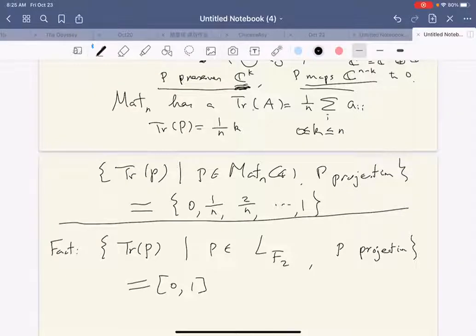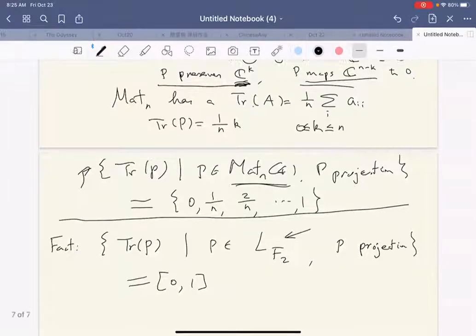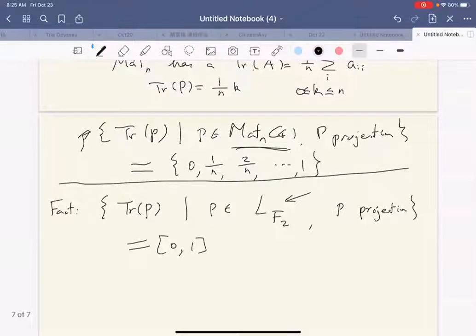In the finite dimensional world, the usual trace on a set of matrices gives you a discrete set. Now, in the infinite dimensional case, this is an infinite dimensional von Neumann algebra. If you take the trace of a projection, you will fill up the whole closed interval 0, 1. Notice that the trace of p is always between 0 and 1, because p is less than or equal to 1, and the trace of 1 is defined to be 1. So the surprising fact is that nothing is missing in this closed interval.